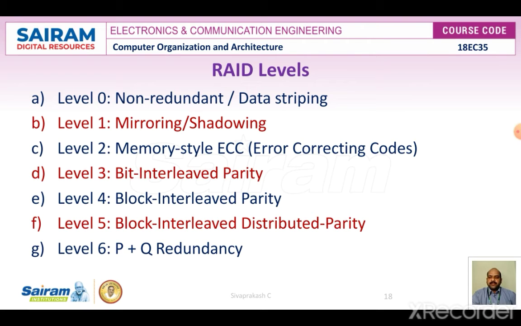Let's move on to the seventh one, level 6, P plus Q redundancy, which has stronger error correction capabilities to protect against simultaneous failures of two disks. These are the 7 levels, starting from level 0 to level 6 of RAID.